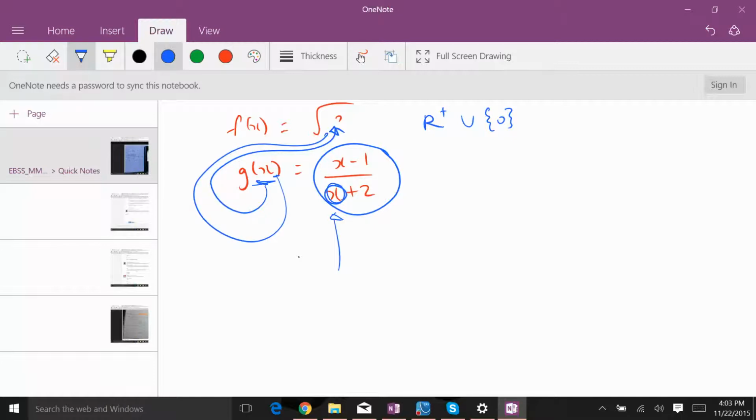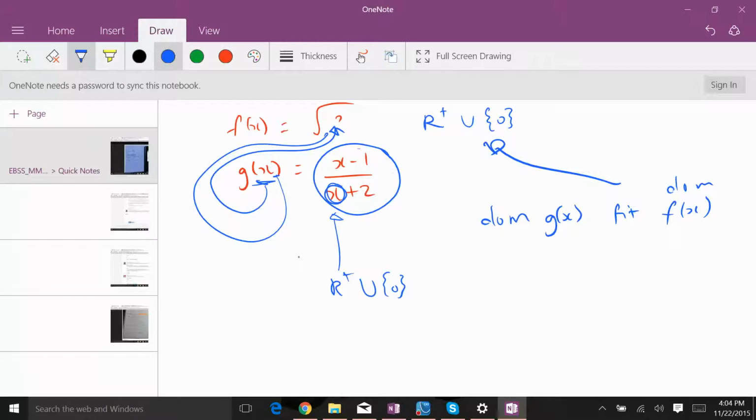So what I'm saying is the domain of g of x needs to also fit the domain for f of x. And we already know the domain for f of x is restricted to all positive values including 0. So that means what you're looking for here is, well, when is the graph gonna allow for all positive real values including 0? That's what you're gonna be looking for, okay, in this g of x graph.